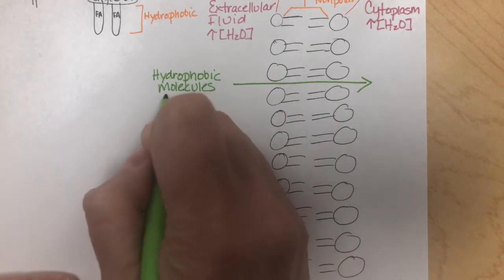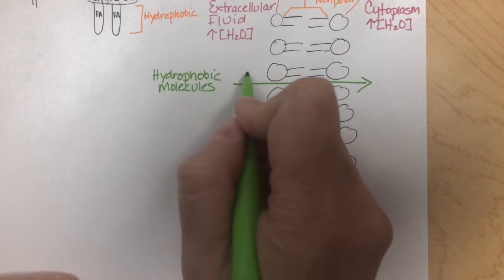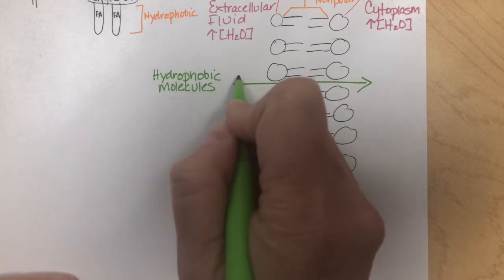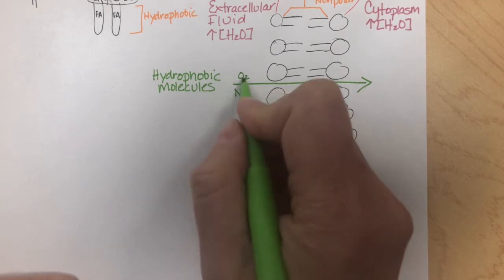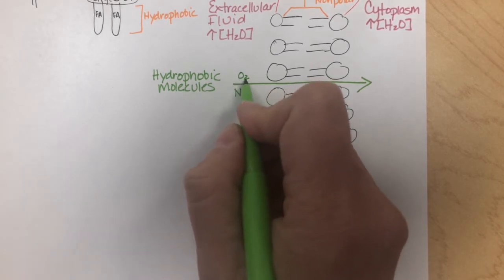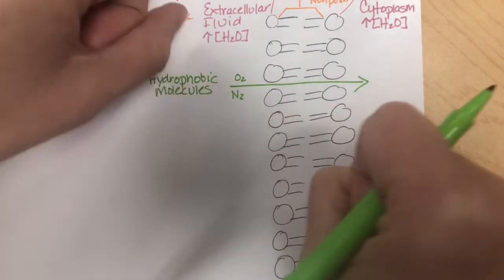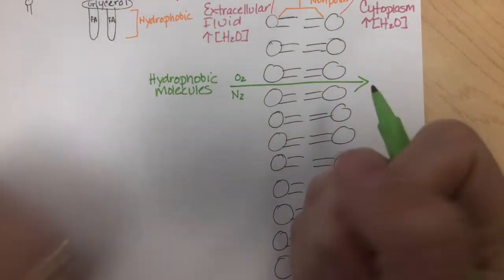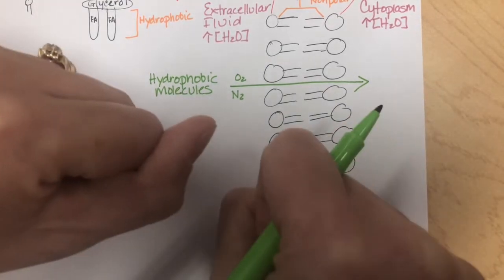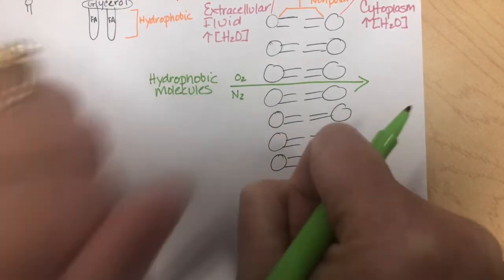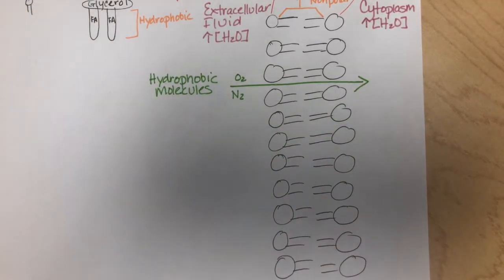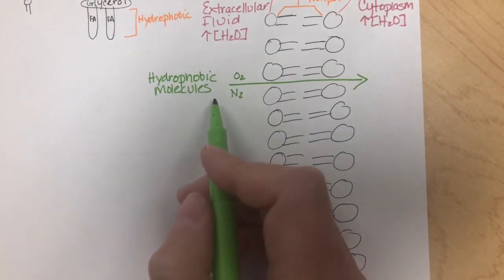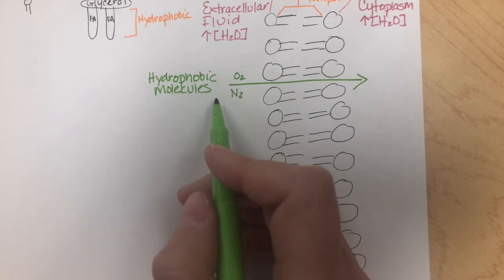So let's put in examples here. We could write oxygen, O2, and N2. The reason they're hydrophobic is they're nonpolar, because two atoms bonded together like O2 are going to form nonpolar covalent bonds because they share the electrons equally. That means one is not going to be pulling the electrons closer to itself, and so there's no charge on those molecules. So hydrophobic molecules can get through here.